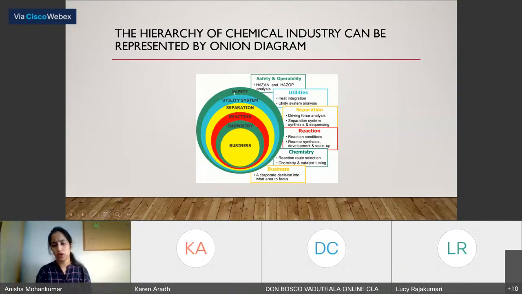And safety is the most important aspect of any chemical design, and there are two kinds of analysis called HAZAN and HAZOP analysis. HAZAN is hazard analysis and HAZOP is hazard and operability studies. So these two are to be continuously followed when you are designing any plant. Only when these are approved can you operate any plant.